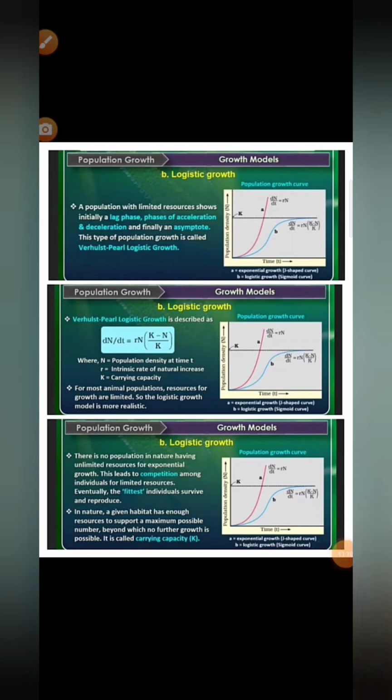When N is plotted in relation to time t, the logistic growth shows a sigmoid curve and is also called the Verhulst-Pearl logistic growth. So the equation is dN by dt equals R N within brackets K minus N by K. Now what does this signify? N will be the population density at time t, R will be the intrinsic rate of natural increase, and K will be the carrying capacity. So this is the logistic growth curve. Understood?